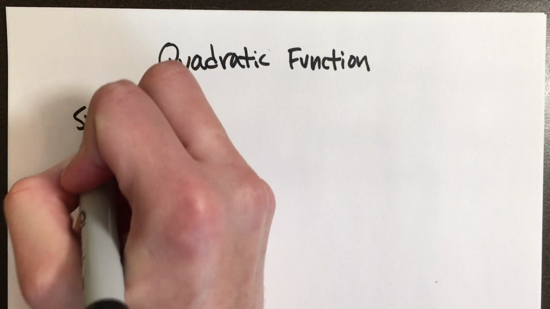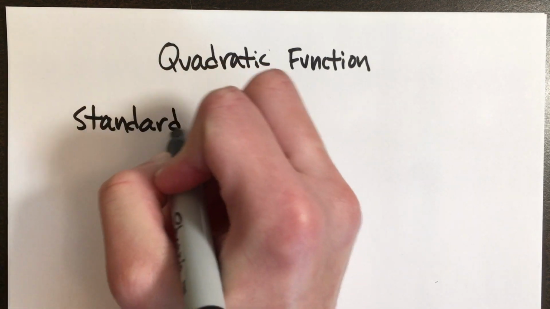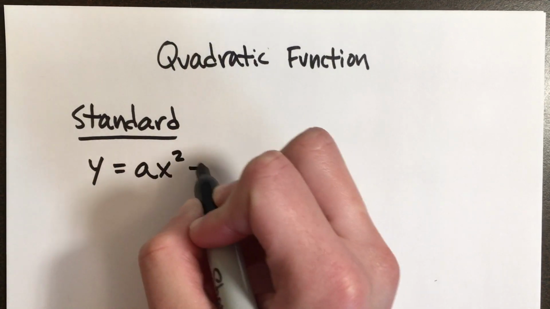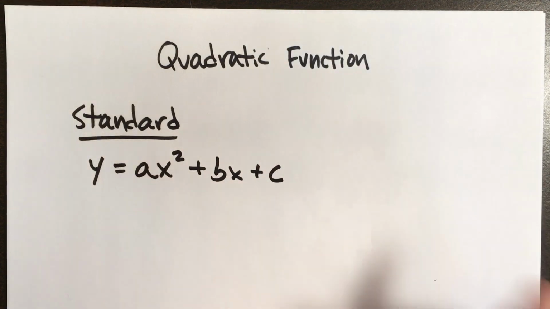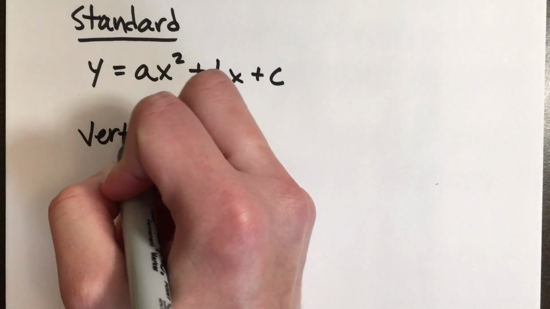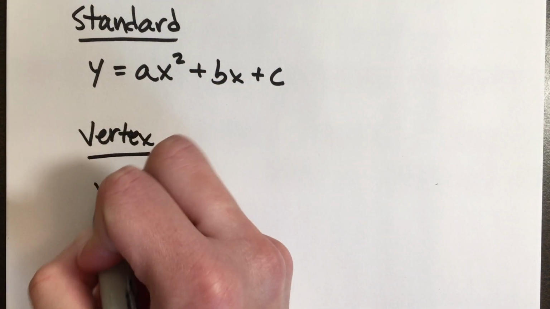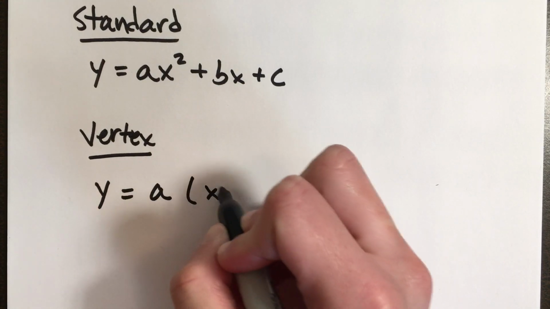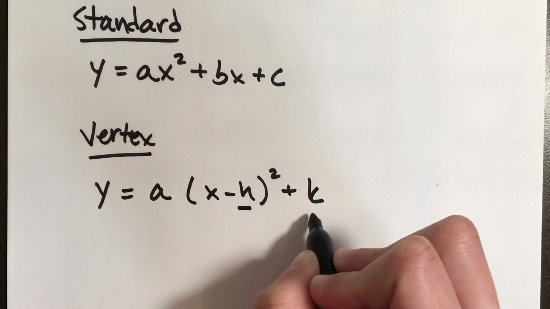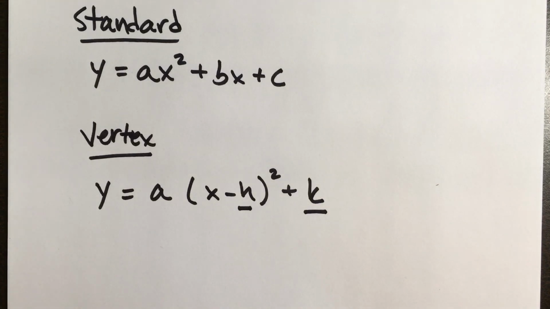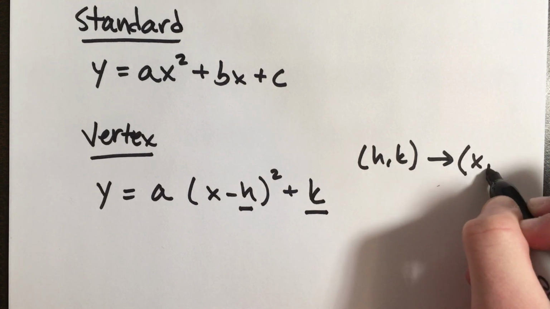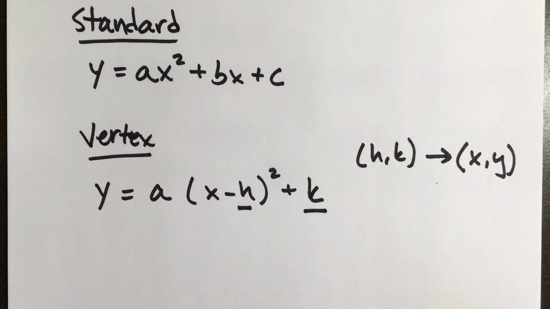The first one is standard form, or general form, and that is y equals ax squared plus bx plus c. The second form is vertex form, and that is y equals a(x minus h) squared plus k, and h and k are the values of your vertex. So h comma k is the same as x comma y for your vertex.